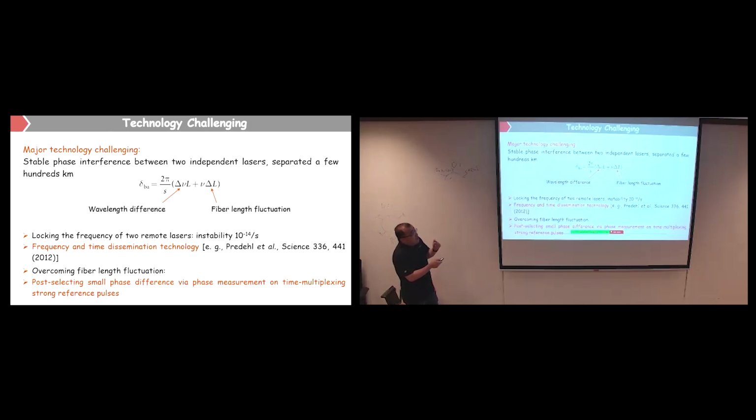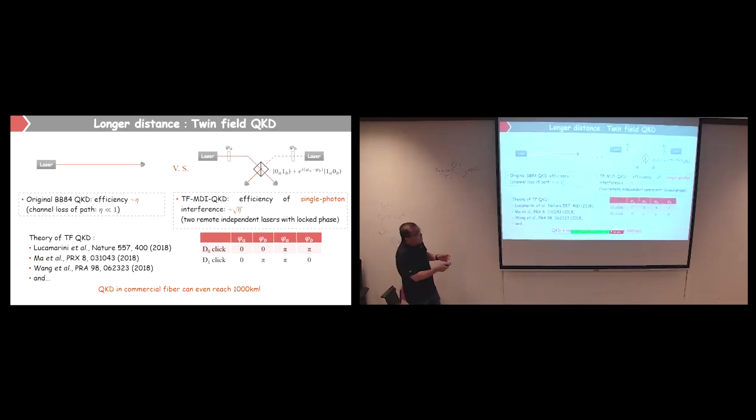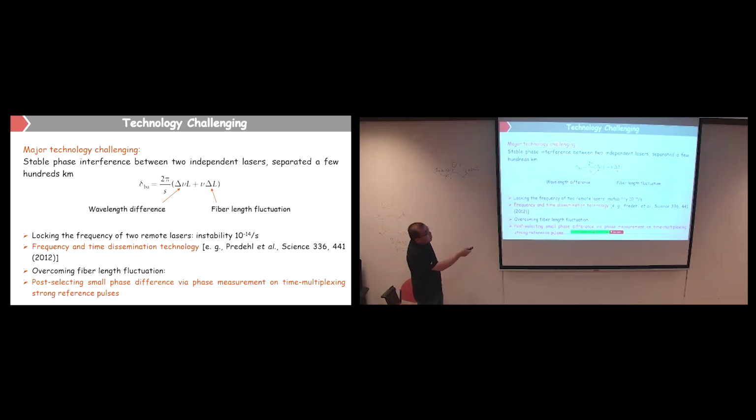But this one is kind of challenging because you need to control your laser frequency. In the lab, your laser actually jumps very randomly, and you should lock your laser frequency. Also you should control your fiber, because in the field, any change, for example temperature changes or even some noise, like if you walk around your fiber, may change the length of your fiber, and it will change the phase. So if you want to do such an experiment, you should lock the frequency of the two remote lasers. Instability is about 10^-14 per second.